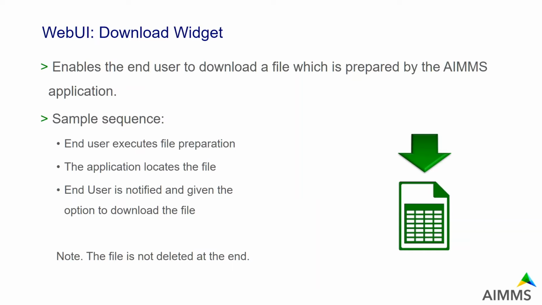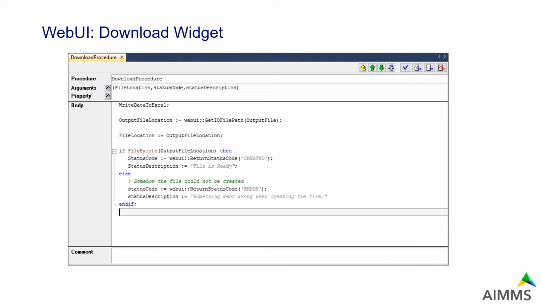Once the download is initialized, AIMMS will start preparing the file, create or collect the file, and make it available to the end user, who will then download it on his computer or on his device. I want to make one remark: at the end of this procedure, we do not want to delete the file, because the procedure will finish its run before the end user downloads the file. In that case, we would delete the file before the end user would have the opportunity to download it.